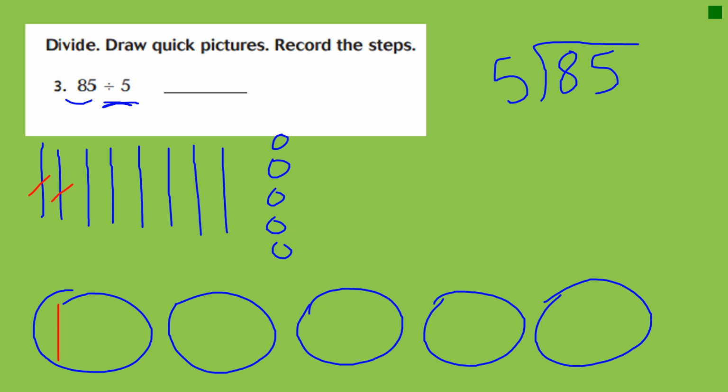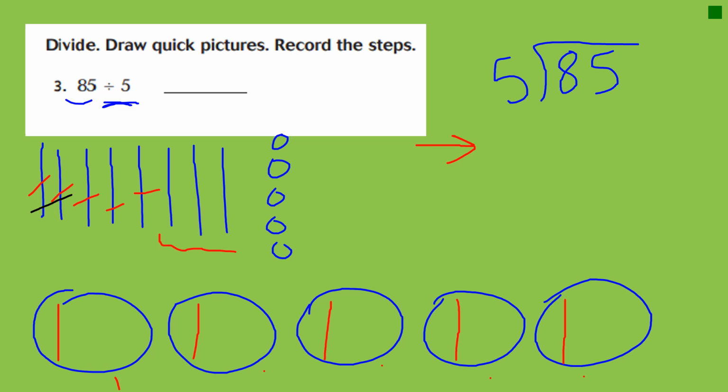So I only have 3 10s left, and I have 1, 2, 3, 4, 5 groups, right? So I cannot put another set of 10 equally into these groups, so I have to stop here with the 10s. So let's record what we just did.